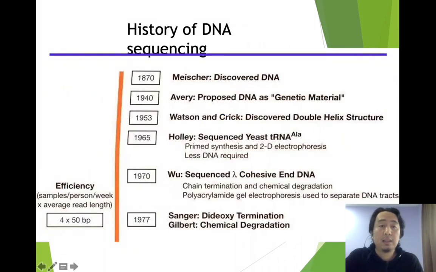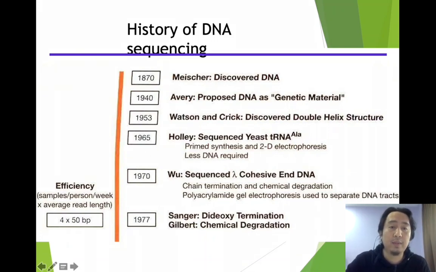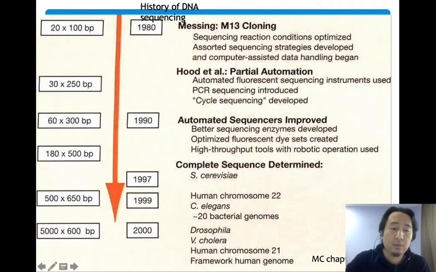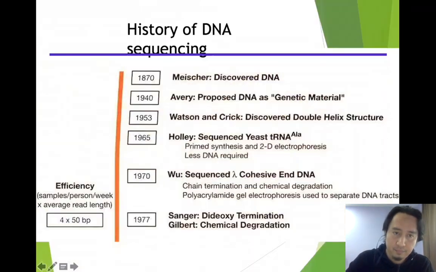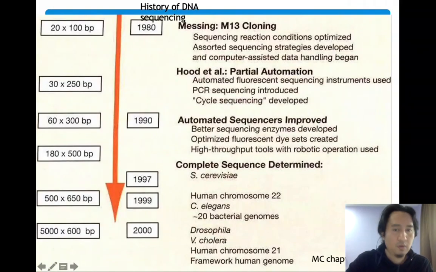Okay, this is a brief history of DNA sequencing that you can read. It starts from the 1870s until now, the 2000s. The methods of DNA sequencing are getting more advanced every day. Up until now, we have successfully sequenced the whole genome of humans, which consists of more than 3 billion nucleotides.